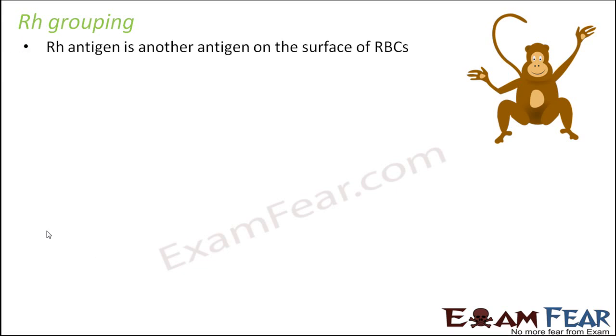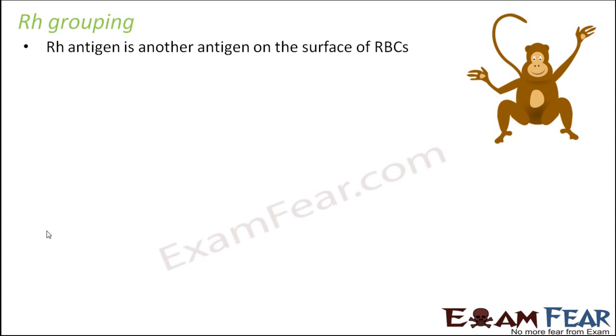So RH is also an antigen which is present on the surface of the red blood cells. But this antigen is not necessarily present in all red blood cells. It is not present in case of all persons. So in some human beings it is present, in some human beings it is not present. So wherever you have the RH antigen present, you say RH positive. Wherever you have the RH antigen not present, you call it RH negative. It is as simple as that.